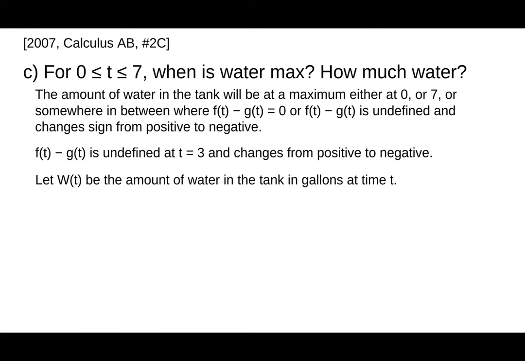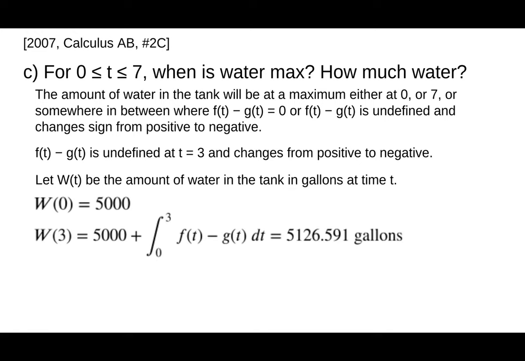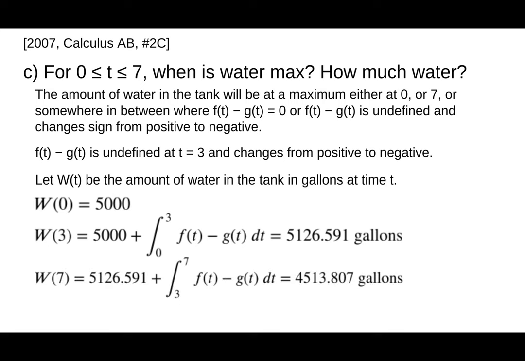All right. However, we don't know how much water is in the tank at t equals 3 until we find it, and we don't know how much water is in the tank at t equals 7 until we find that. So let w of t be a function that represents the amount of water in the tank in gallons at time t. Based on the question stem, we know w of 0 is 5,000. At w of 3, we would need to do 5,000 plus the integral from 0 to 3 of f of t minus g of t dt. But this is a calculator active question, so we can have our calculator do that. That turns out to be 5,126.591 gallons.